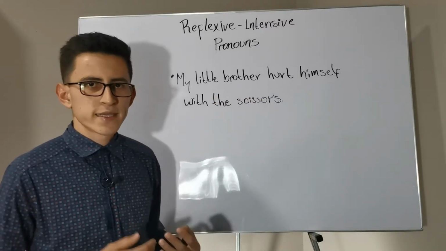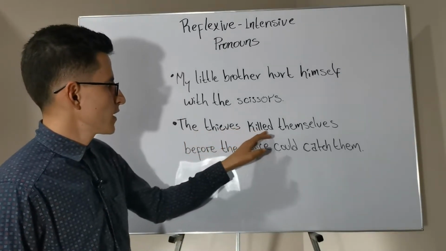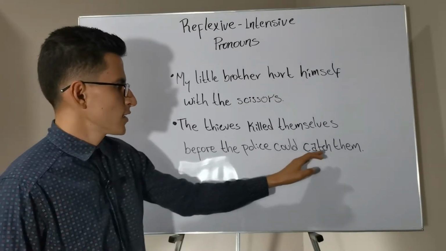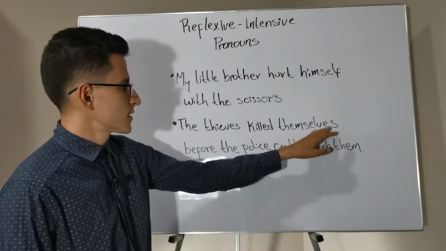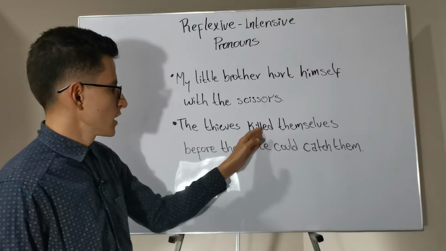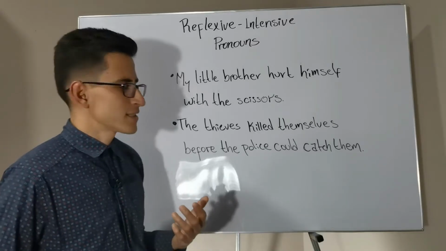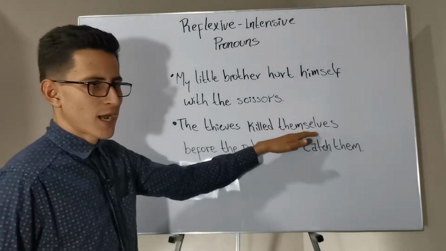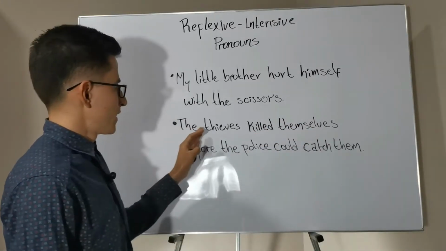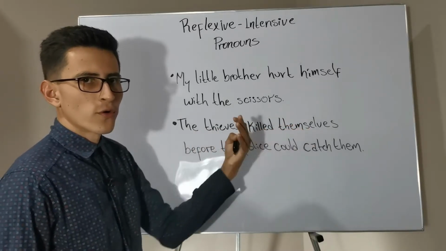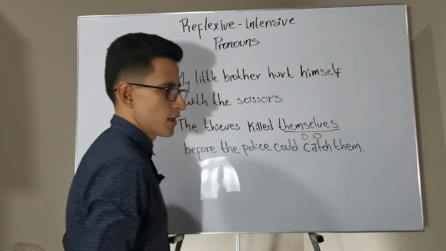Let's see a second example. The thieves killed themselves before the police could catch them. In this sentence, we can find that themselves redirects the action kill to the thieves. If we pay attention, we will find out that reflexive pronouns in most of the cases are direct objects. The thieves killed who or what? Themselves. This is a direct object.